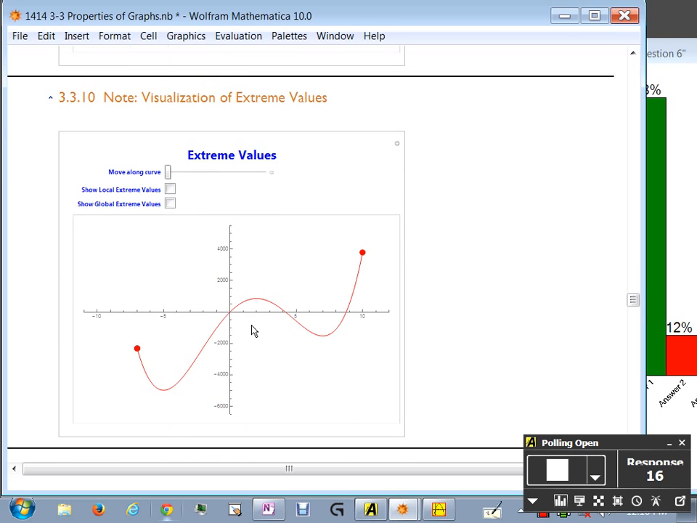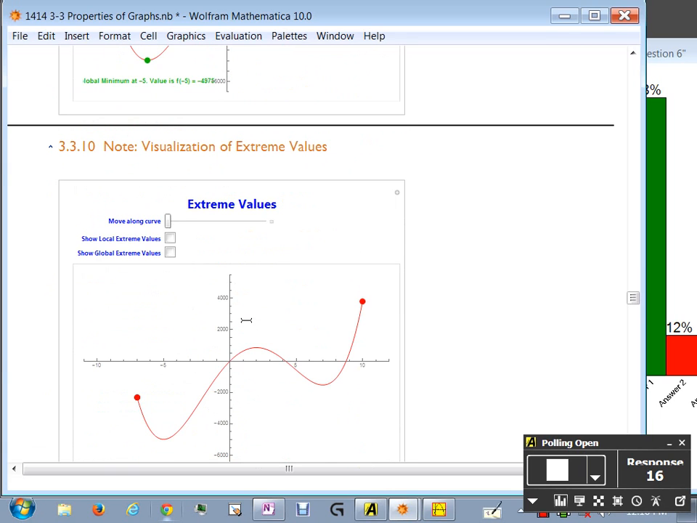Here's another example. These functions are different. I know it's kind of hard to see that. Here are local max and mins. Here are the global ones.